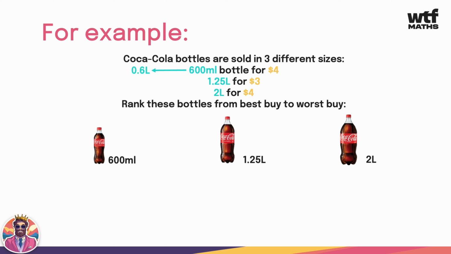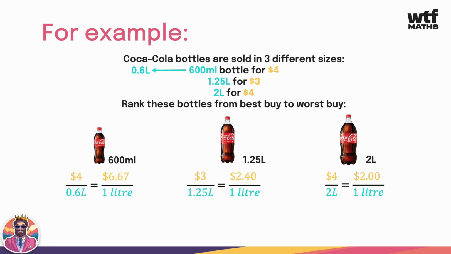Now you notice that 2 of the measurements are in litres and only 1 is in milliliters. So I'm going to convert the milliliters to litres so it's easy to compare all the different measurements together. So if we use our little unit rate formula from before, $4 divided by 0.6 litres means the 600ml bottle of Coke is $6.67 per litre. The 1.25 litre of Coke, $3 divided by 1.25 litres is $2.40 per litre. And with the 2 litre bottle, $4 divided by 2 litres is $2 per litre.